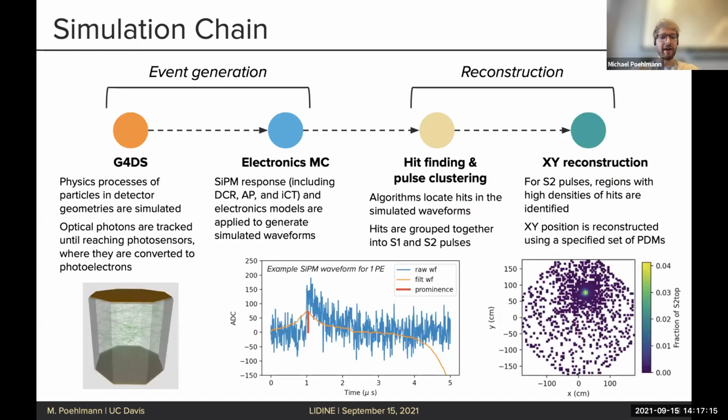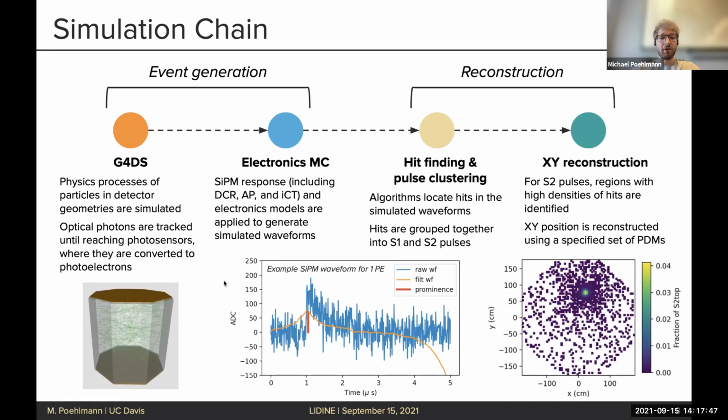So now that we have a Monte Carlo simulation framework that has been tuned on experimental data, we can then make some important design decisions for our DarkSide 20K experiment, as well as test some of our reconstruction algorithms for the experiment. So to create a fake event, we start from G4DS by simulating the physics processes of different interactions in the detector. And then we simulate the optical photon tracks until they reach the photosensors.